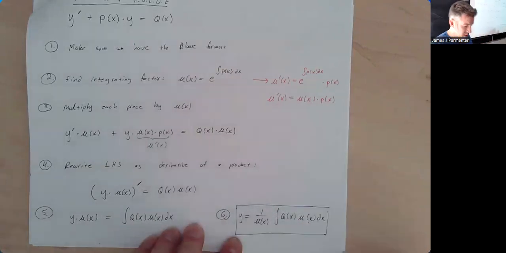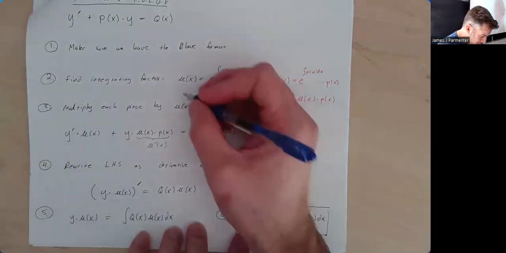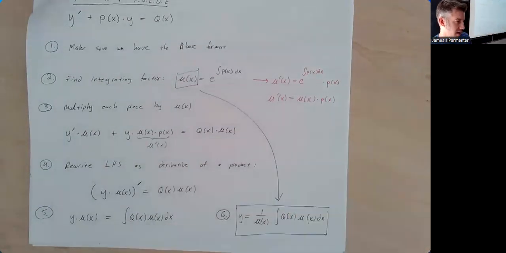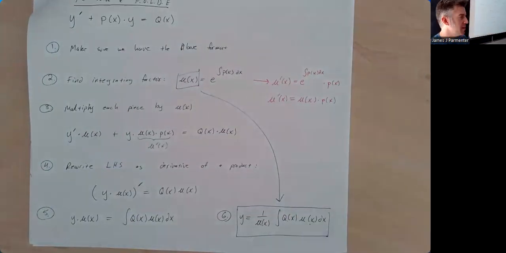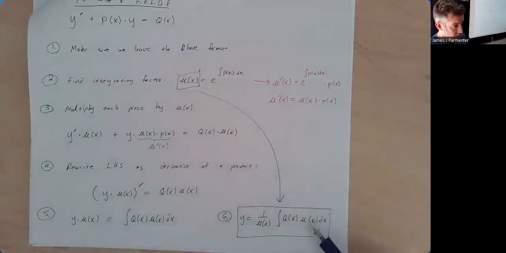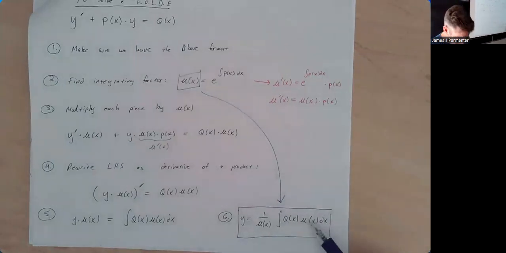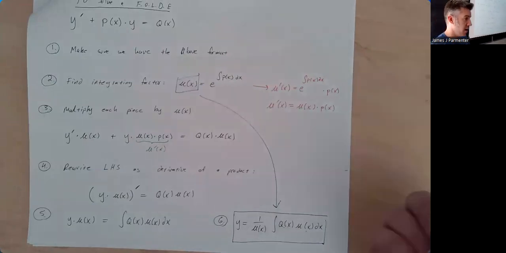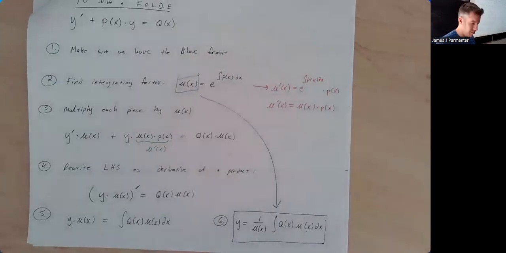But the nice thing about this is you can totally jump from, oh, I found mu of X, great, we can jump all the way down here. So there's our answer. I mean, we're not done when you get here. You still have to multiply these two things together, do the antiderivative, multiply by 1 over mu, possibly solve for a constant.